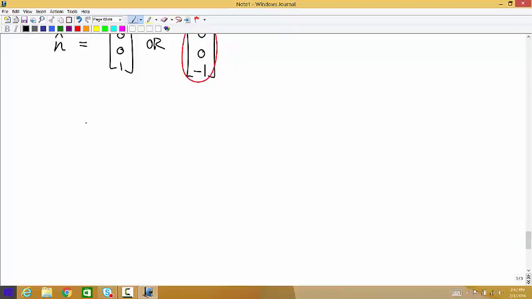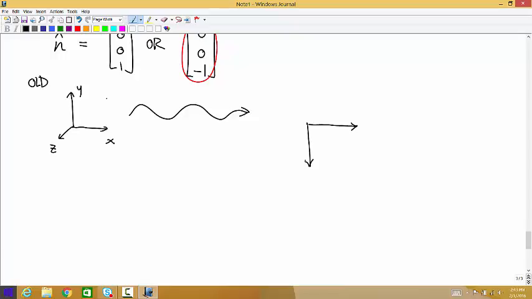Our original coordinate system was this one. And we found the new principal coordinate system that has the following axes. I'm not going to name them yet, but we know we have one in that direction, one in that direction, and one in that direction.